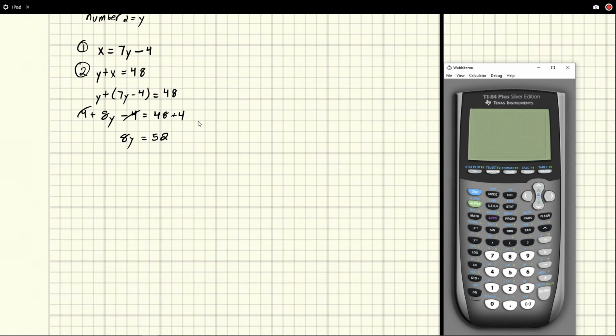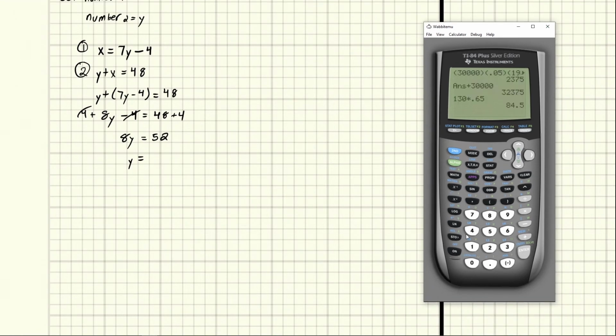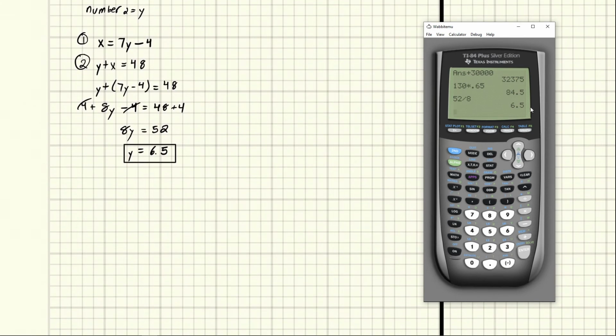8, 9, 10, 11, 12. Yep, 52. And then we're going to get y is equal to 52 divided by 8, which I can't recall off the top of my head. Is it a nice thing? 52 divided by 8 is 6.5. So this is what y is. You'll probably get an integer. I got a decimal. You can't win them all, right?